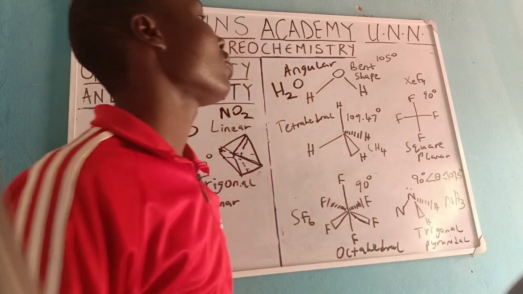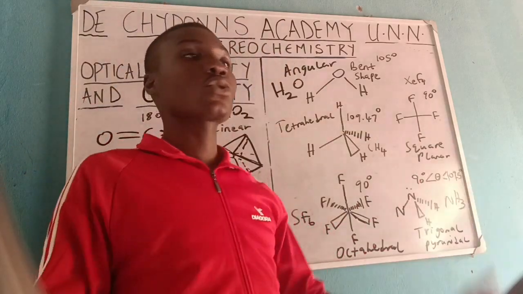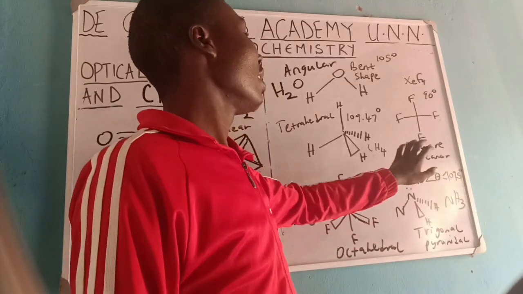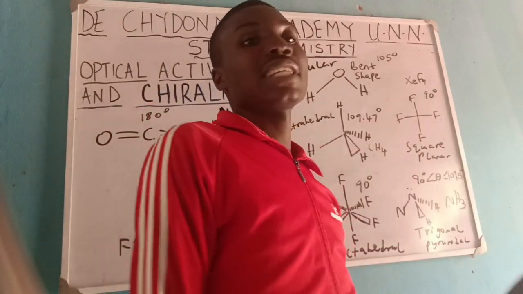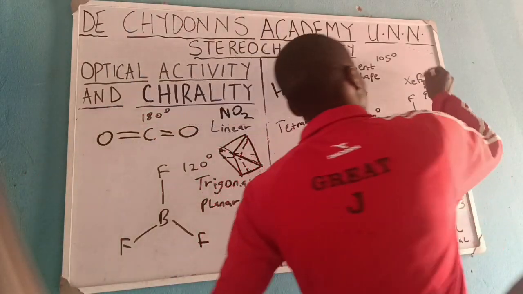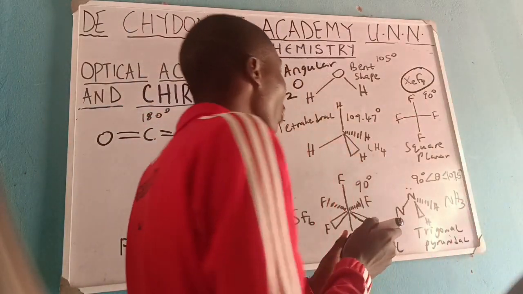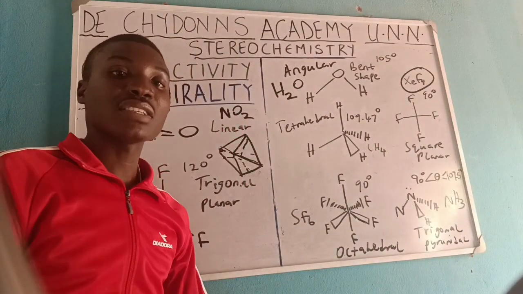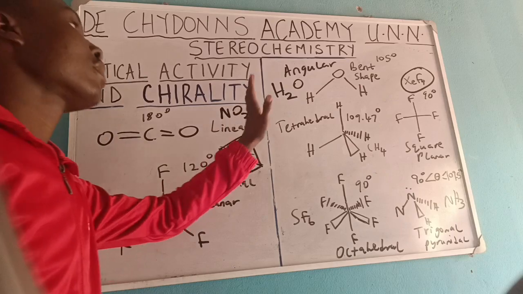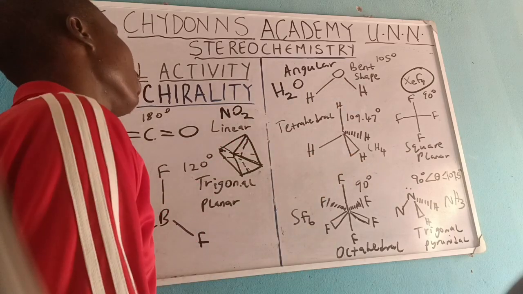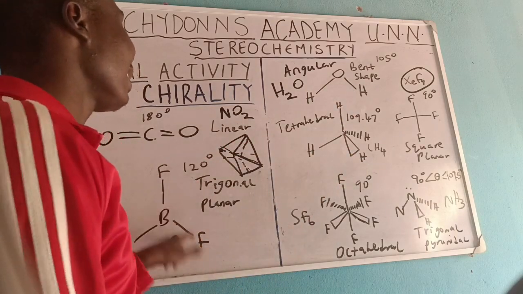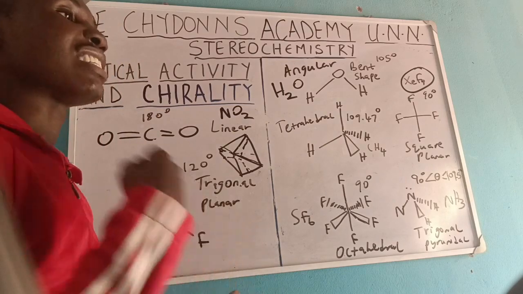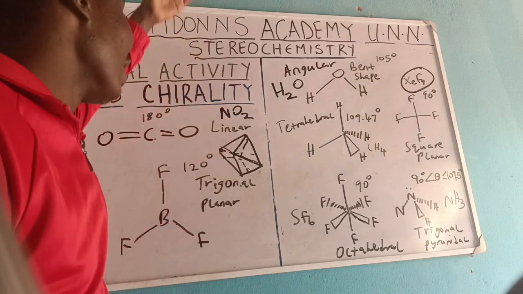Square planar simply means you have four different bonds in a square arrangement in such a way that the angle between all of them is 90 degrees. An example where you find square planar is xenon tetrafluoride. Now, one very important thing you have to notice is that any of these geometrical shapes or arrangements that is planar, we usually have what we have already explained, which is the external plane of symmetry, because you can cut through it.